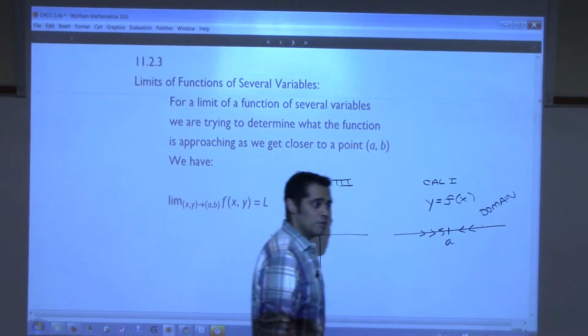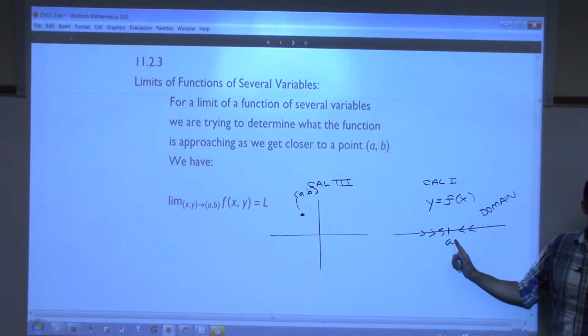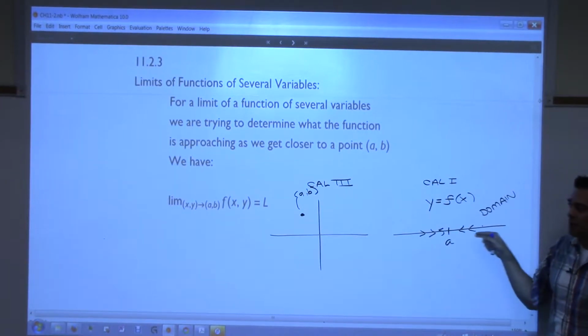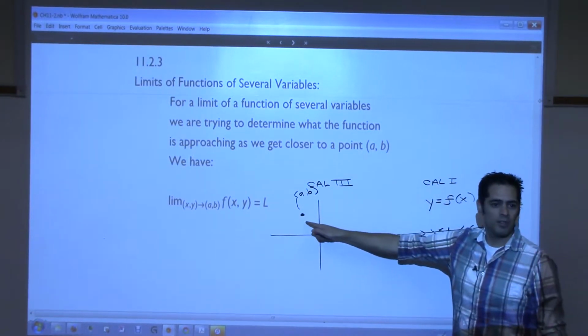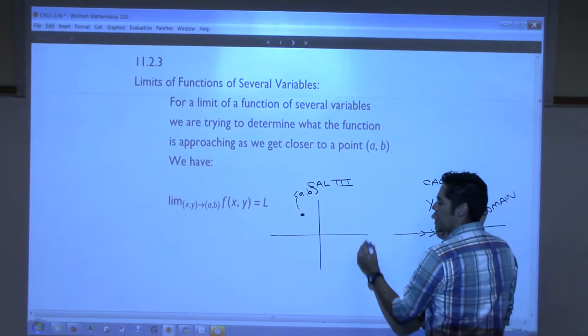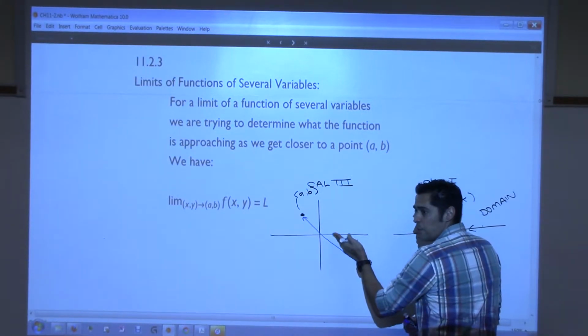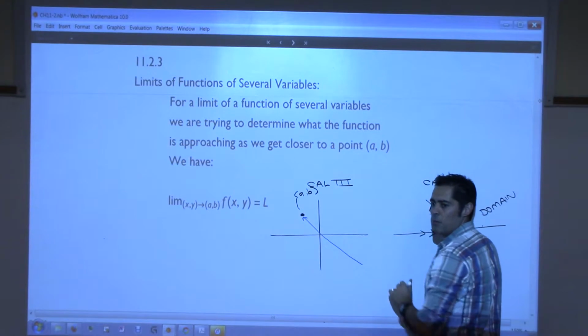Which way are you going to approach it, right? With this one right here, there's only two ways to approach this point, right? From the left or from the right. How many different ways can I approach this point? Infinitely many ways. Look, could I come in like this? I could come in along this line, all these points right there, and that would approach that point, wouldn't it?